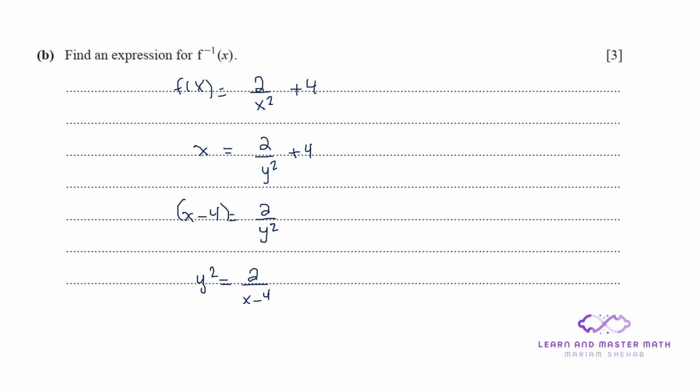And to undo the square, if you remember, our graph of the inverse was under the x-axis, which is negative. So doing the square root, it's only y equal to negative square root of 2 over x minus 4. That's it.